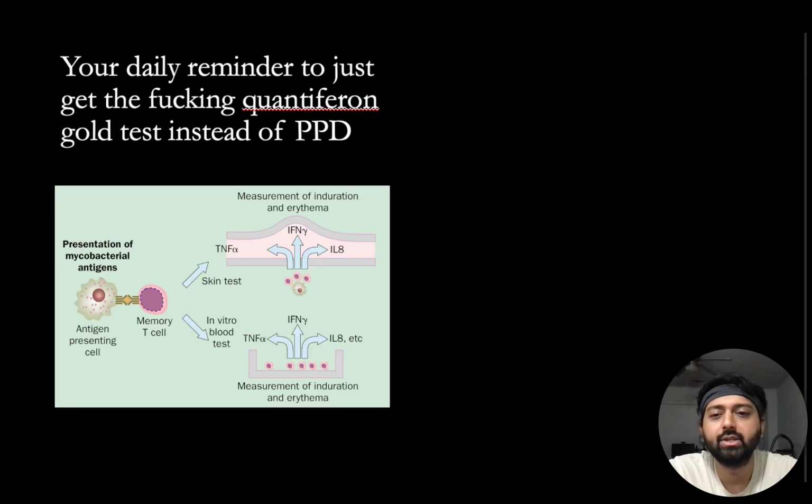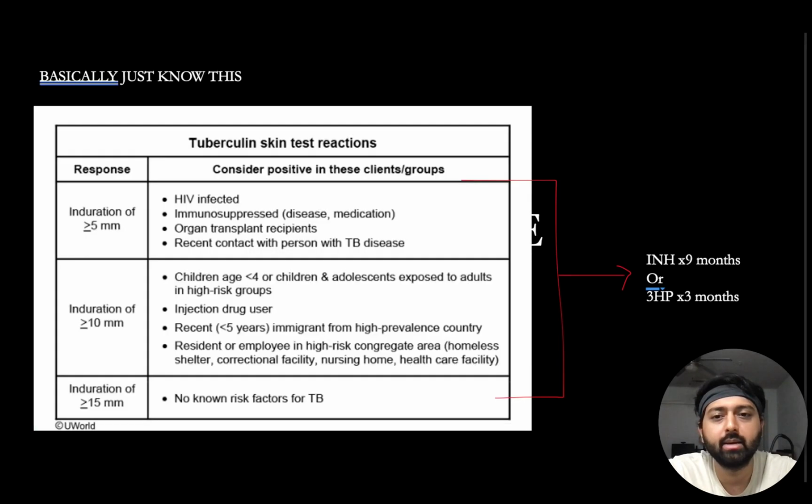In case you needed any reason, just order the QuantiFERON Gold test instead of the PPD. It doesn't waste resources. It's not a subjective test. It's more reproducible. So please just order that instead. But nevertheless, you see this on test questions all the time. And so if you're taking any kind of boards soon, I would definitely memorize the UWorld table for this.